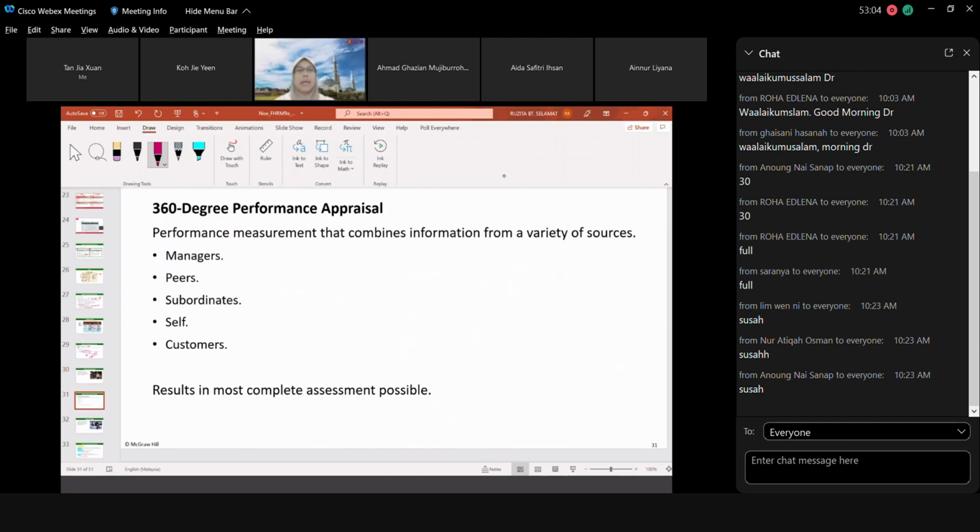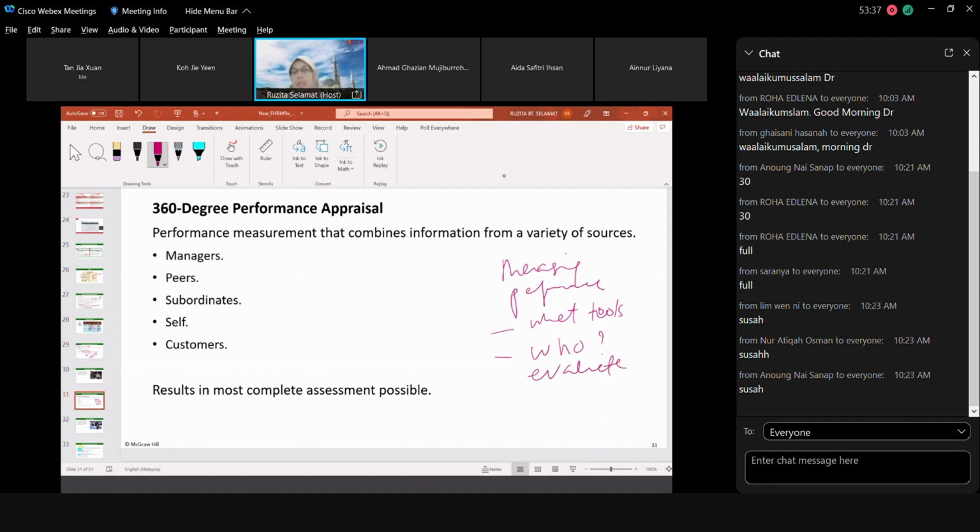Okay, now we look at 360-degree performance appraisal. Kalau tadi, measuring performance, we are looking at what tools to use. But when we talk about sources of performance appraisal, meaning we will answer a question of who will evaluate. Right? So meaning siapa yang akan membuat penilaian tersebut.